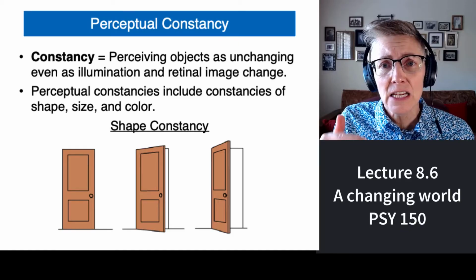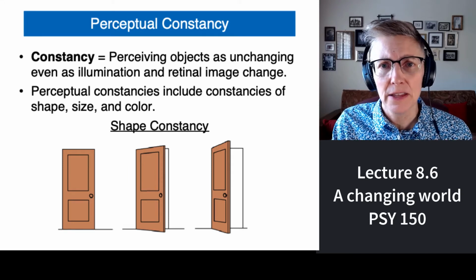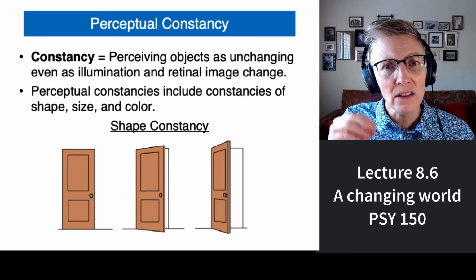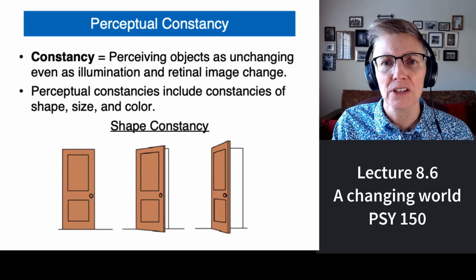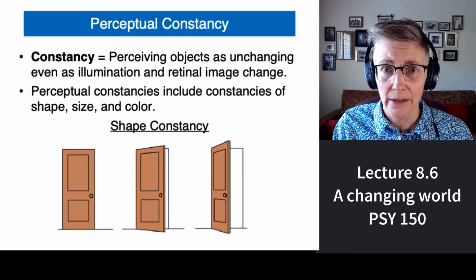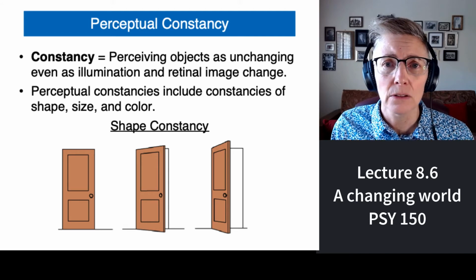The world outside is always changing. How does our visual system keep up? Well, psychologists think that we assume certain constancies, that we have to make an assumption that while the light that comes into our eyes might be changing, the objects that produce those images are not. And here's an example. It's called constancy.